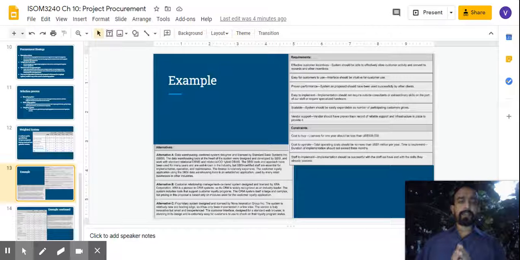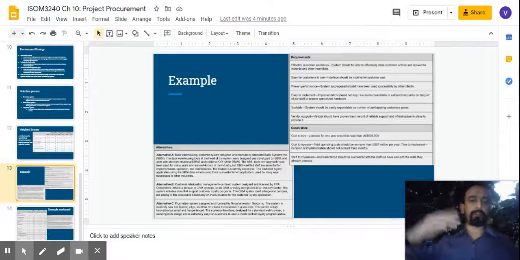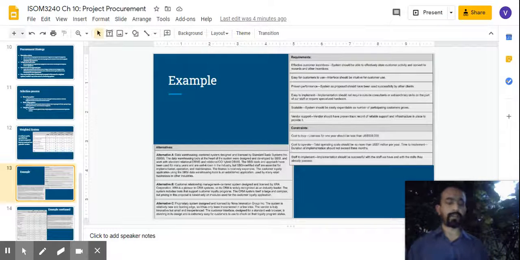So let's say you look at all the requirements that your client has given you. In this example, let's say the client is trying to implement a customer rewards program, where it's trying to give customers incentive to buy from it. So in this case, this is the most important requirement, the effective customer incentives, and then you list all the other requirements that the client has given you.